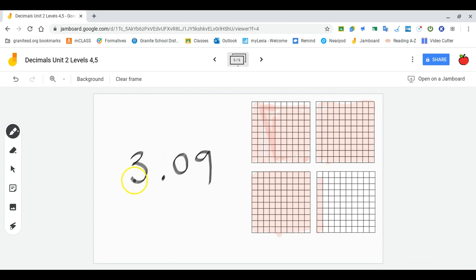This is now 3 and 9 hundredths because I put the 9 in the hundredths place and use that 0 to make this a 2-digit number. And that's all it takes. These are now decimal equivalents of the models.